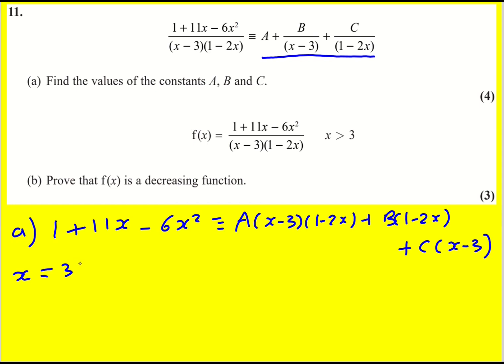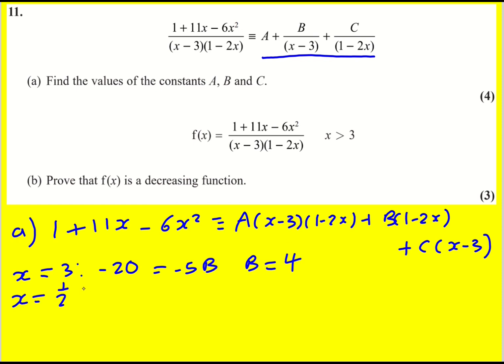So x equals 3 will give 1 plus 33 minus 6 times 3 squared, which actually is minus 20. And that will equal, so the a term disappears, the c term disappears, I'm going to get 1 minus 6 is minus 5. I'm going to get minus 5b here, so b is actually 4. Okay, one down.